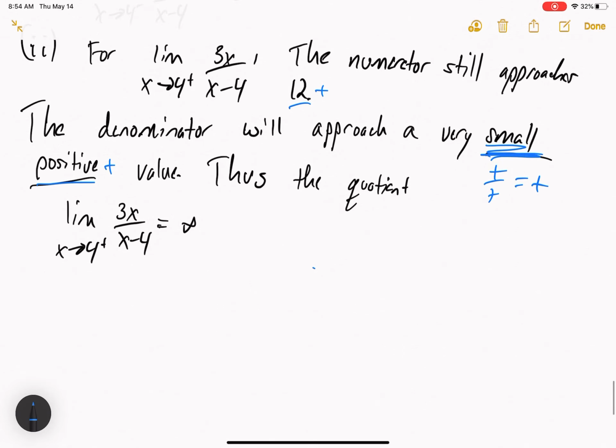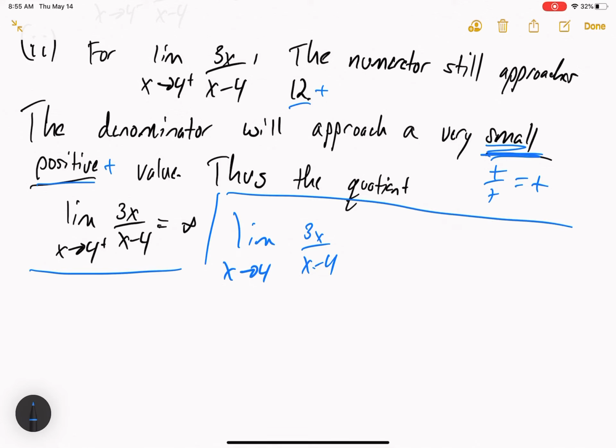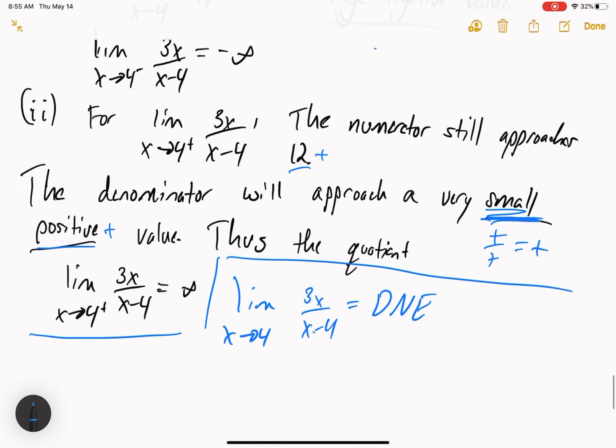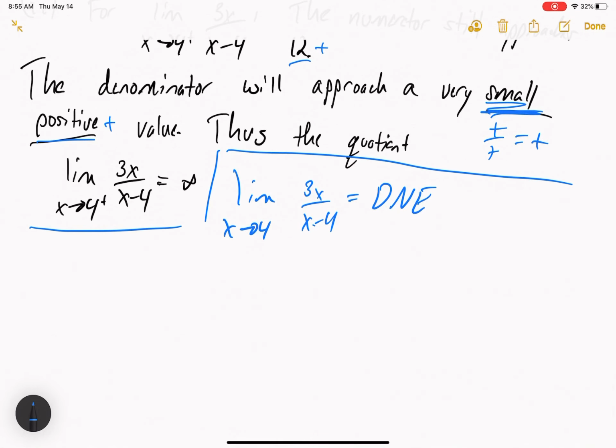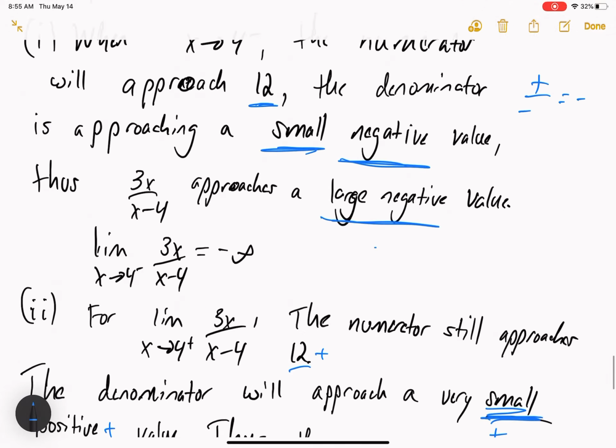And again, what this means is that the limit as x goes to 4 of 3x over x minus 4, so this part is done. A bit more to notice: the limit as x goes to 4 of 3x over x minus 4 does not exist because we get positive and negative infinity. And note that this also shows that x equals 4 is a vertical asymptote. We could have said that it was a vertical asymptote based off either part 1 or part 2.